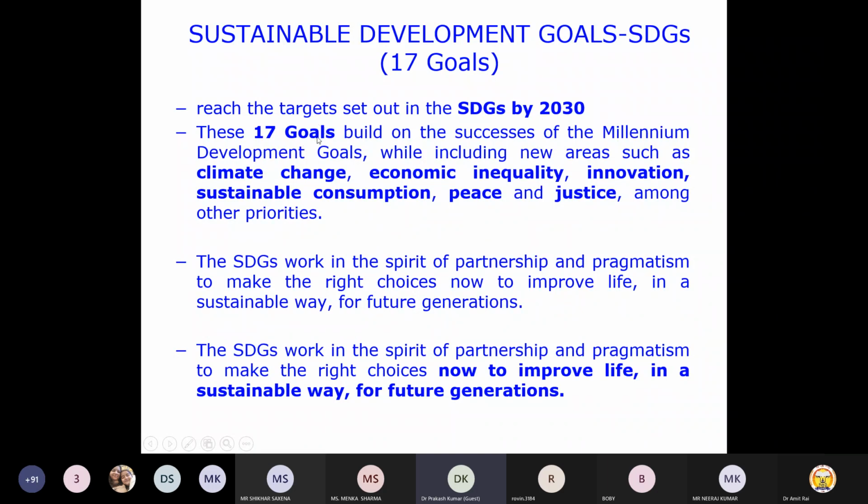Now these goals are internally broken into 169 different targets, smaller parts. We'll move on to in which areas? Areas such as climate change, economic inequality, innovations, sustainable consumption, peace and justice. Now these highlighted are the areas. So to improve life, this is the motive, this is the motto of the SDGs of the United Nations: improve life in a sustainable way for future generations. We will have to keep this in mind as we move ahead.